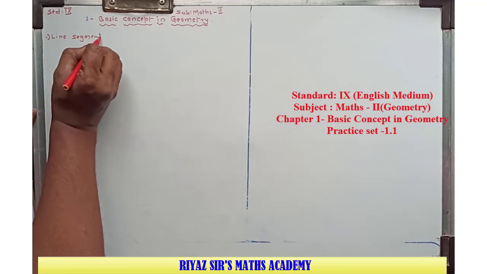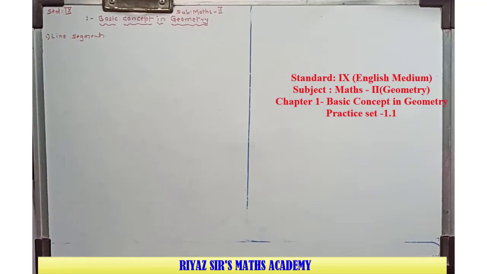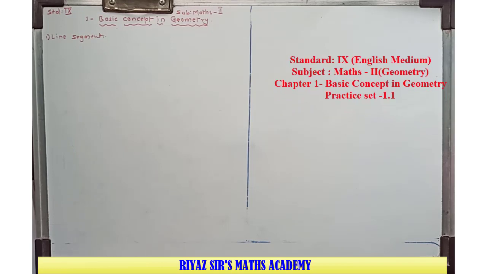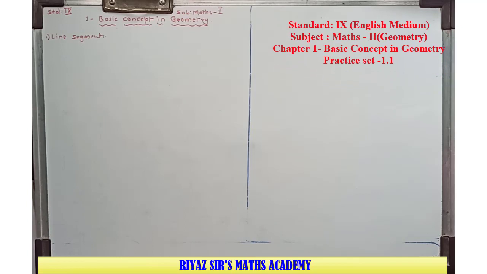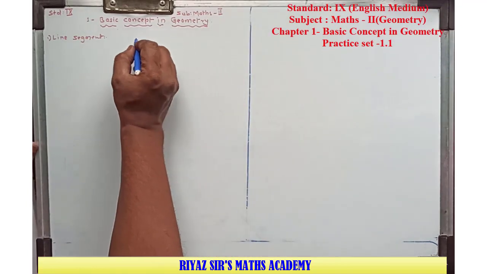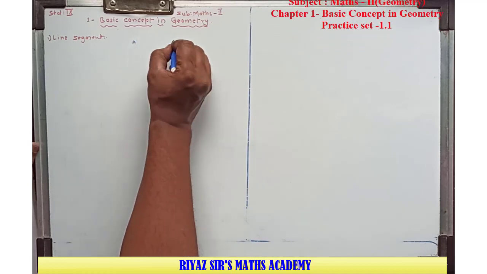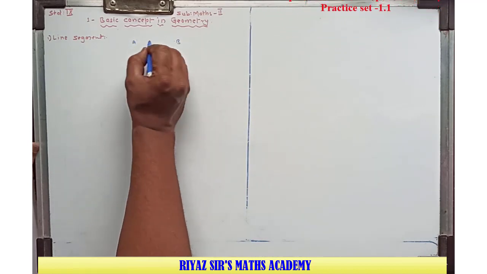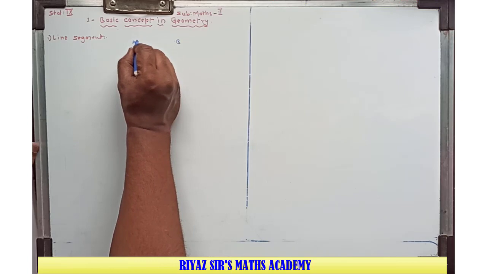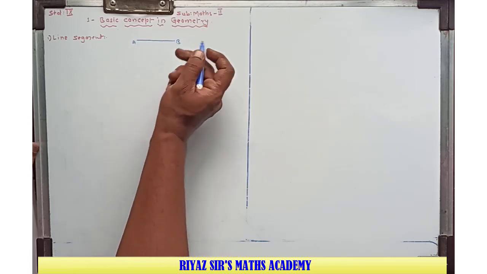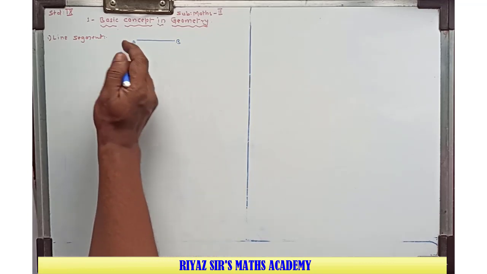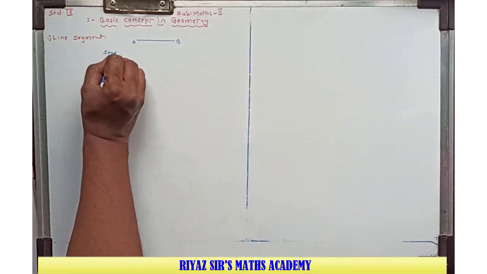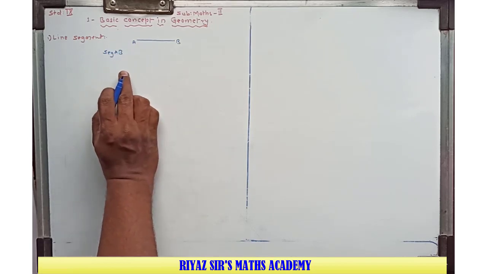The definition is given in your textbook: a line segment is nothing but the union set of points A and B, and the points between A and B. If two points A and B are given, then the union of A and B and the points between them is called the line segment. In brief, it is denoted by segment AB, or you can write segment BA also.